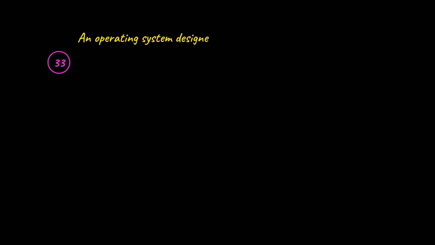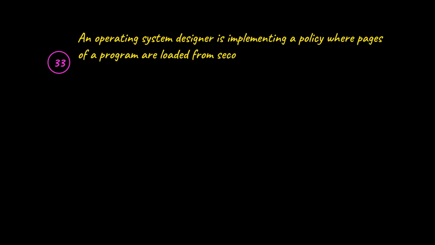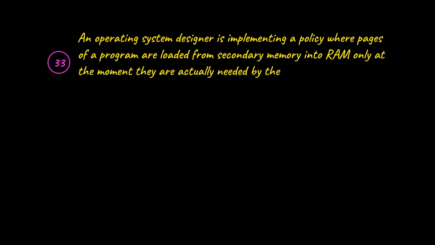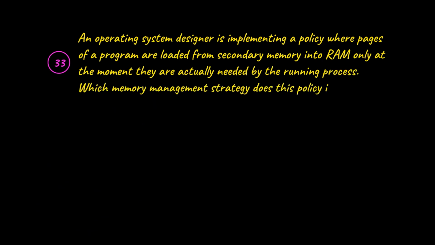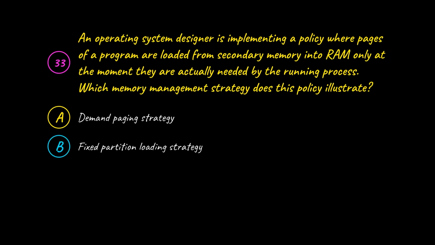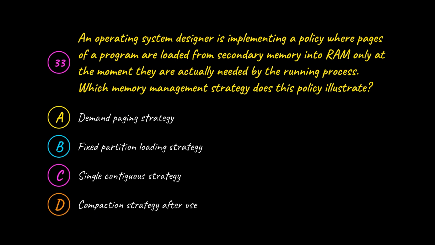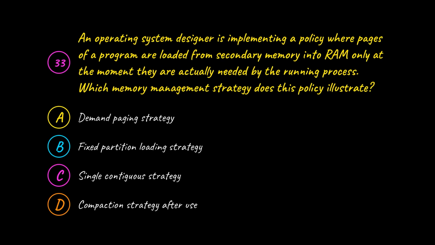Question 33. An operating system designer is implementing a policy where pages of a program are loaded from secondary memory into RAM only at the moment they are actually needed by the running process. Which memory management strategy does this policy illustrate? Your options are A. Demand paging strategy, B. Fixed partition loading strategy, C. Single contiguous strategy, D. Compaction strategy after use. Which one is it? Pause the video if you need more time.